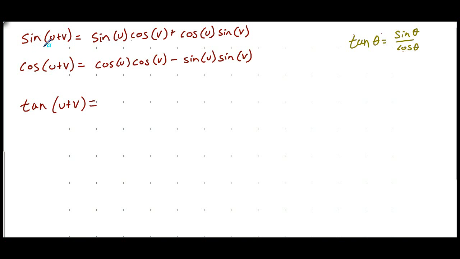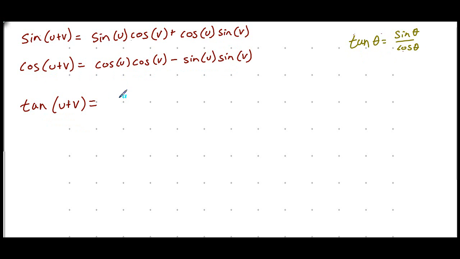Recall that the sine of u plus v is this expression here, while the cosine of u plus v is that expression there. And we're going to be asked to find the addition formula for tangent. Remember, tangent of an angle is nothing more than sine of that angle over cosine of that angle. Well, the same thing applies to addition.